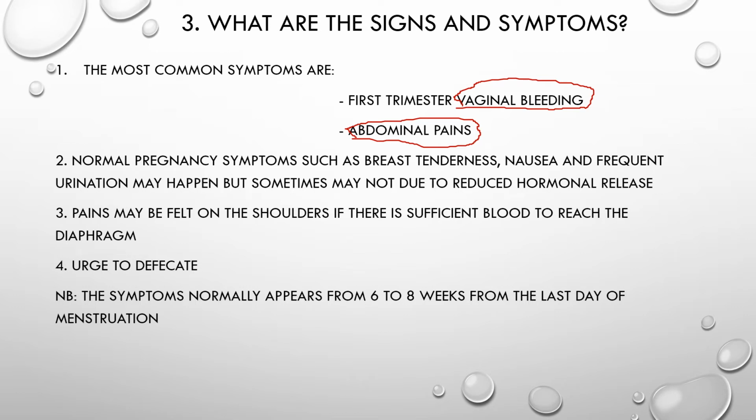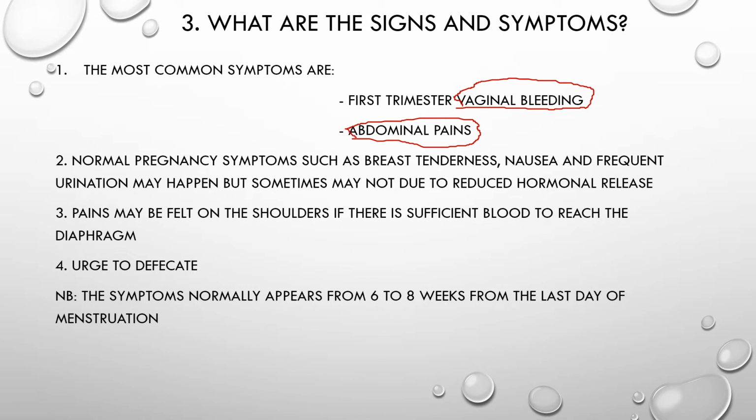You start hating certain smells that you never had a problem with, and your appetite may also be impaired. Frequent urination: you'll feel the urge or the need to pee now and then. Then there will also be pains that may be felt in your shoulders. Whenever you're having an ectopic pregnancy, you may feel pains in the shoulder. Why do you feel the pains in the shoulder?